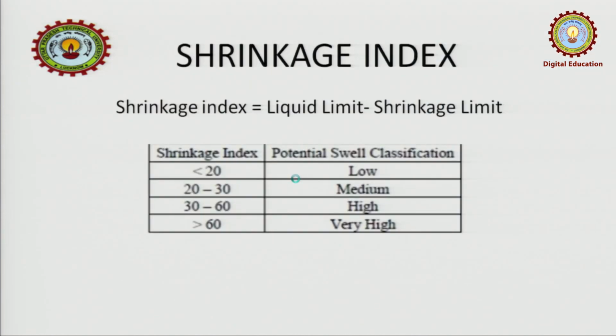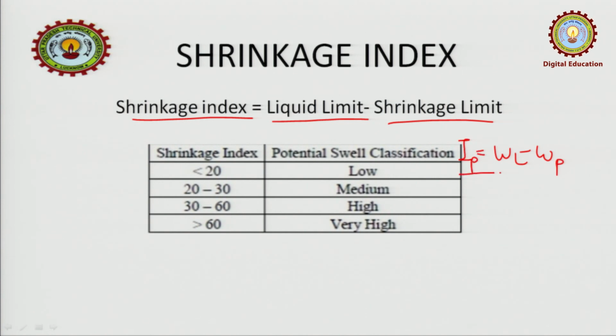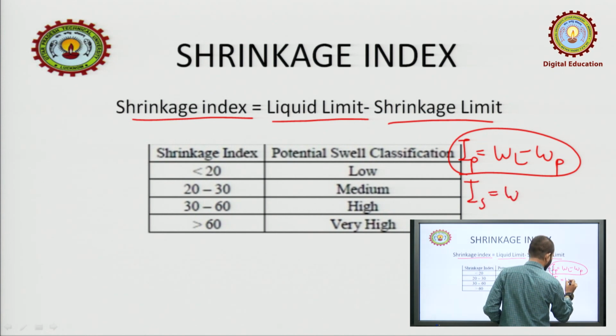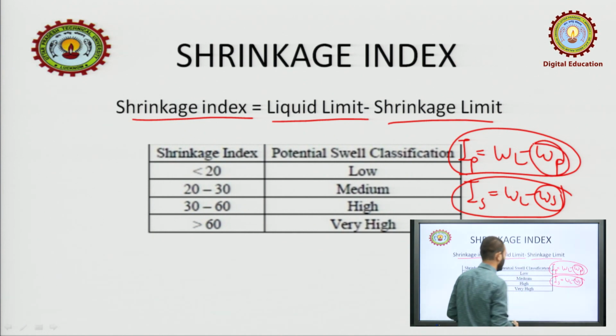Shrinkage index. Just like you have just seen, this is the difference between liquid limit and shrinkage limit. What was plasticity index? Plasticity index Ip was Wl minus Wp, if you remember. And for shrinkage index you can write it like this, Wl minus Ws. This is just the difference.